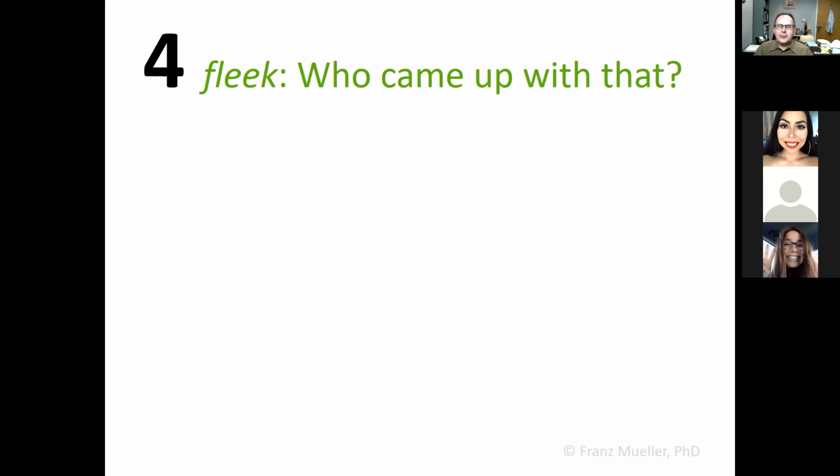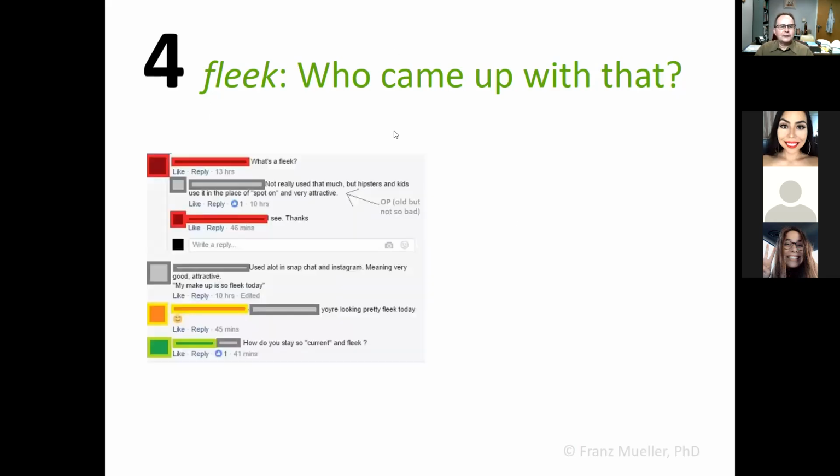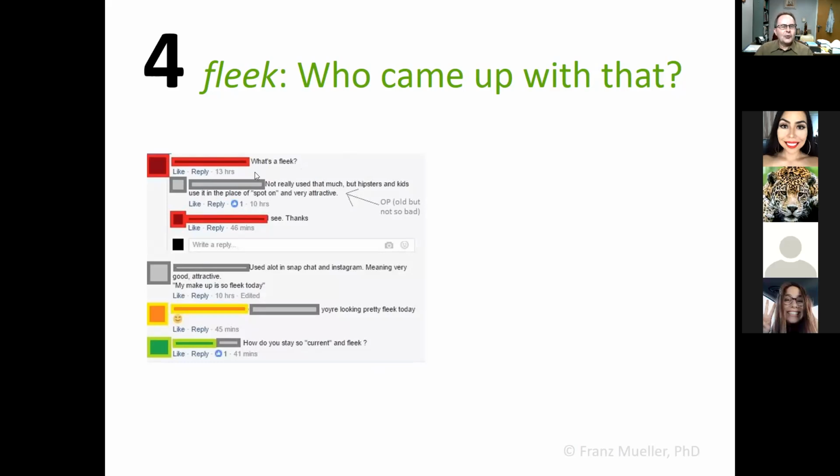How would you characterize the meaning of that if you have any idea at all? I've seen it around. I remember when it was new, people actually wondering, what does that mean, right? So here's a screenshot where somebody just heard it for the first time. All names have been removed so that nobody gets embarrassed. So somebody's posting, what's a fleek? And then somebody answers, well, not really used that much. Hipsters and kids use it, meaning spot on or very attractive. That's what that person means. Other people are saying used a lot in Snapchat and Instagram, meaning good or attractive, right? And there they go. Oh, Akira saying it came from a Vine video. Wow, you even know the origin of a word. I had no idea. So anyway, somebody made that up, right?